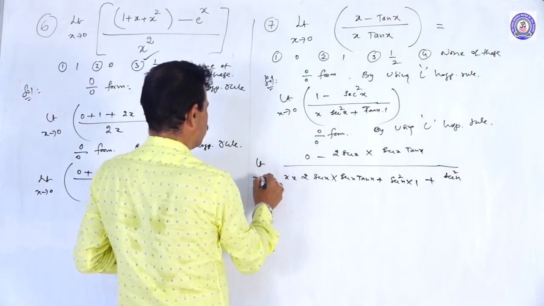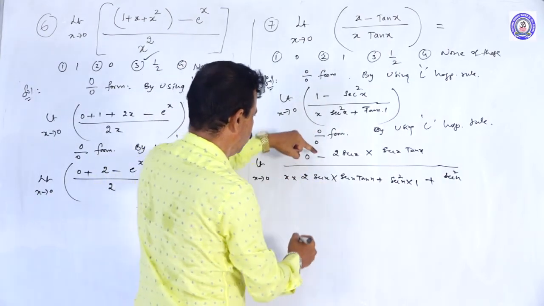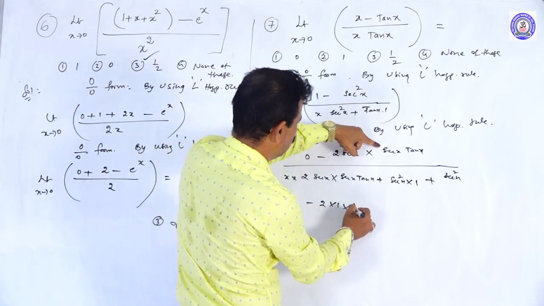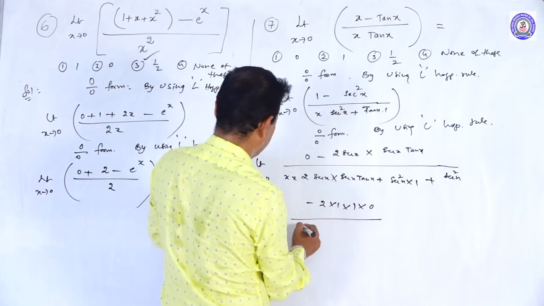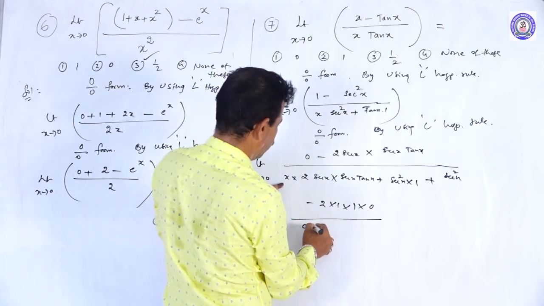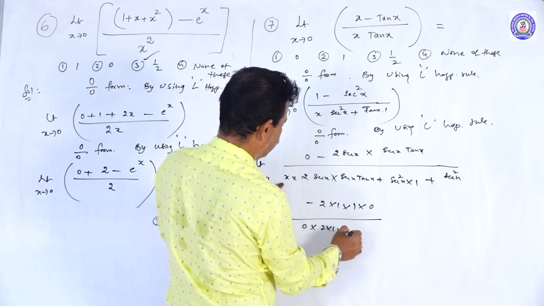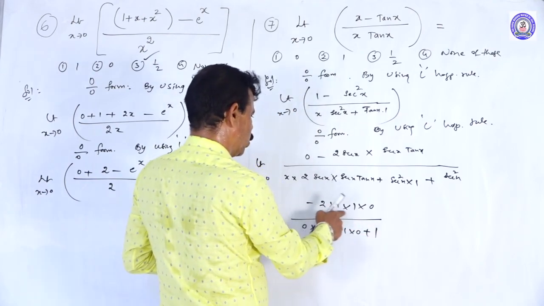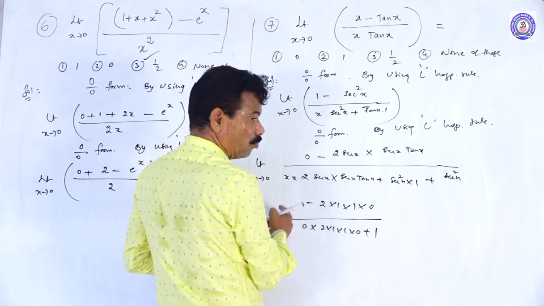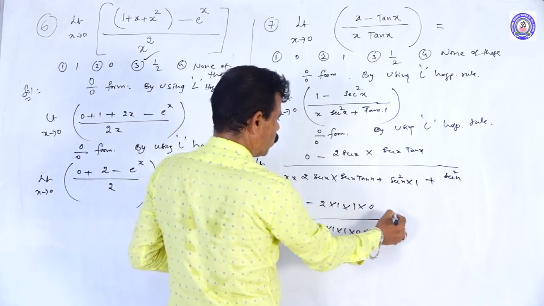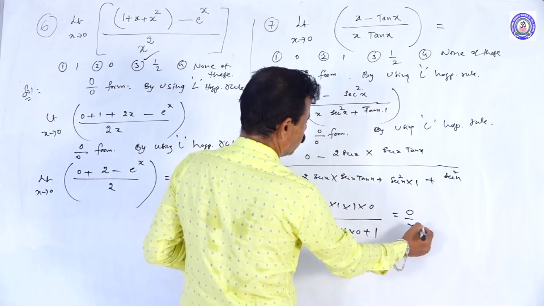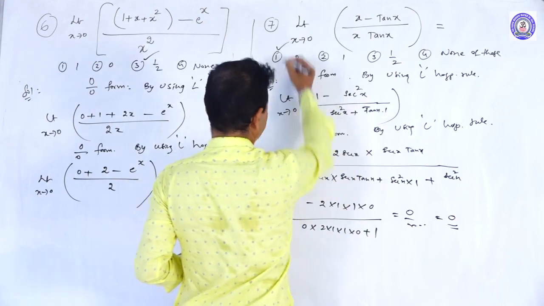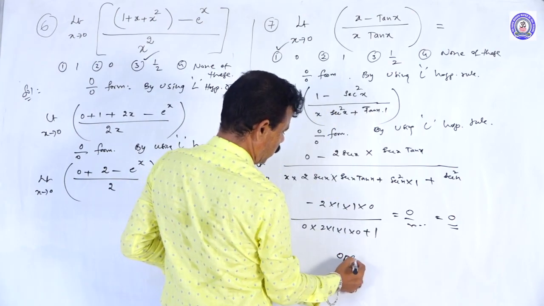We apply limit x tends to 0 again. Here minus 2 sec 0 is 1, sec 0 is 1, tan 0 is 0, by here 0 into 2 into 1 into 1 into 0 plus this is 1. So totally, multiplication of 0 into something is 0, and 0 by something is also 0. 0 by something is equal to 0. First option is the right answer. Option 1.